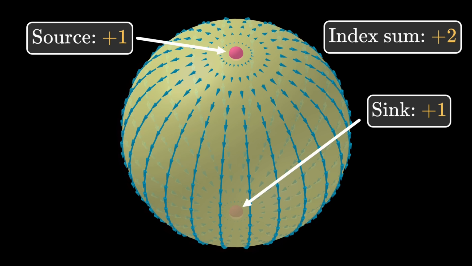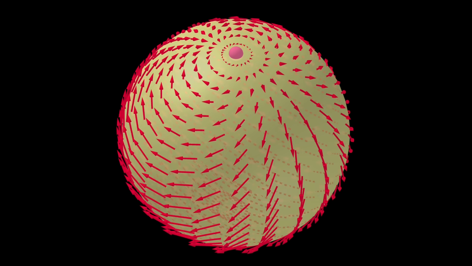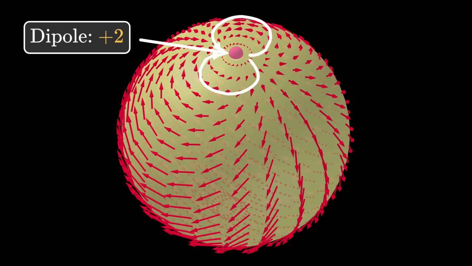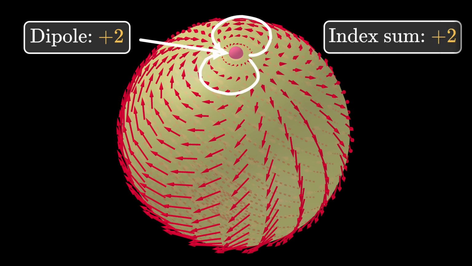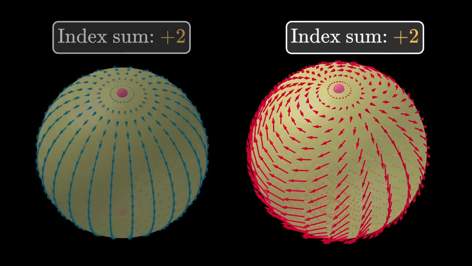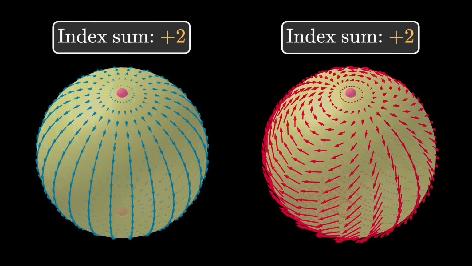But if you look at some other vector fields on a sphere, like this one, which is a dipole, the index is plus 2. Since there are no other zeros in this vector field, the index sum is also plus 2. Hang on a minute, both these vector fields have index sum plus 2. Is it always the case?